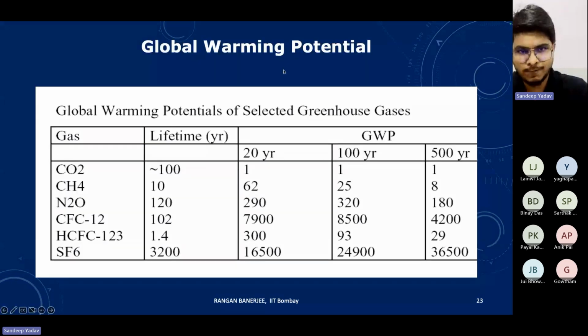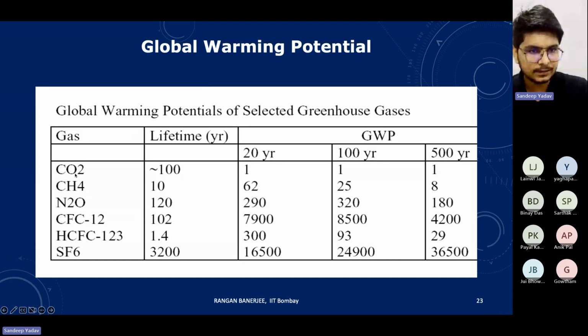Now, global warming potential is a very important phenomenon. We generally use it. What is the GWP in short? We ask what is the GWP of any pollutant. Generally, we use it for refrigerants, because in the refrigerant industry or air conditioning, it's commonly used. What is the GWP of that refrigerant? In that case, we consider a lifetime of 100 years, with CO2 as the baseline.